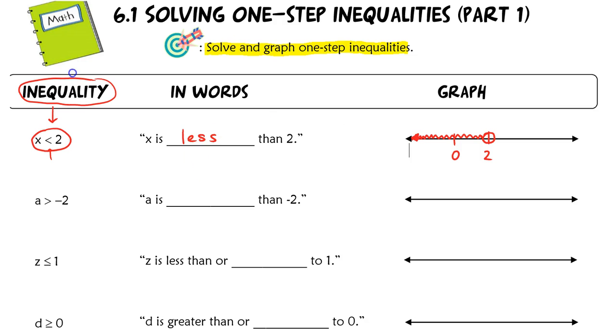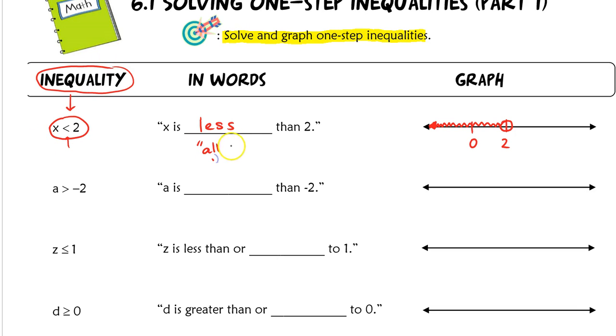Another way of writing this is all real numbers less than 2. And if you look, the way we shaded, to the left here, is the same way that this arrow here is pointing. It's actually facing to the left. So we're going to shade to the left.